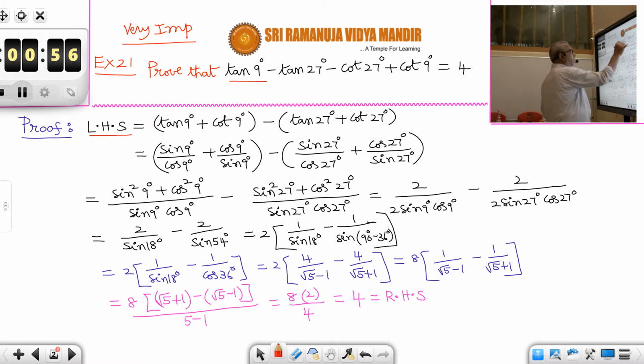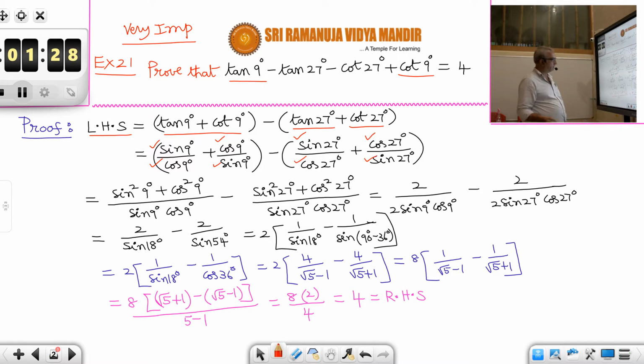In this, I will combine tan 9 degrees and cot 9 degrees in the first bracket. Remaining two terms I take minus common. In the bracket I get tan 27 plus cot 27 degrees. Tan 9 is written as sin 9 by cos 9. Similarly, cot 9 is cos 9 by sin 9. So, similarly here in the second bracket, sin 27 degrees by cos 27 degrees plus cos 27 degrees by sin 27 degrees. So, first bracket LCM is sin 9 degrees into cos 9 degrees.